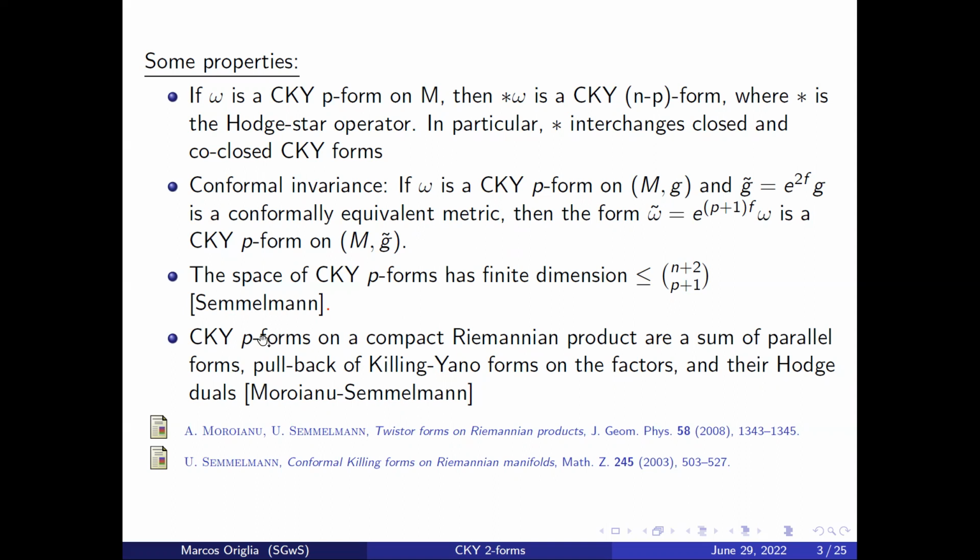And the last property is that conformal Killing p-forms on compact Riemannian products are a sum of parallel forms, pullbacks of Killing forms on the factors, and possibly their Hodge duals. This was proved by Moroianu and Semmelmann in this work in 2008. So these are just some properties in general manifolds.